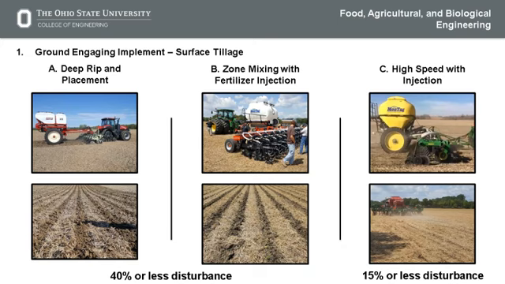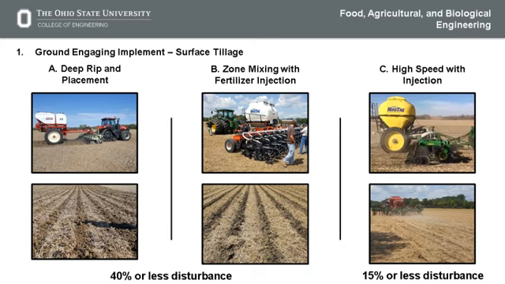And typically they have about 40% or less disturbance. We like to include this in our presentations because there's a lot of tillage preferences across the board. Usually these strips are about 8 to 12 inches wide, and the rest in between the strips is left in a no-till environment.